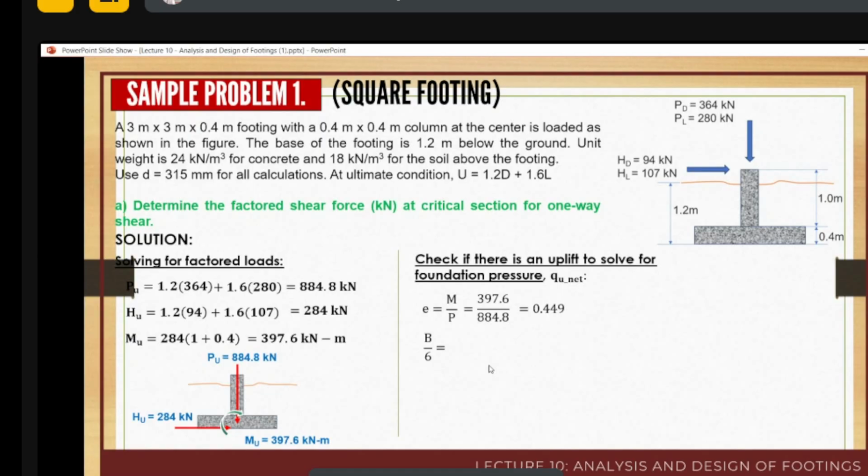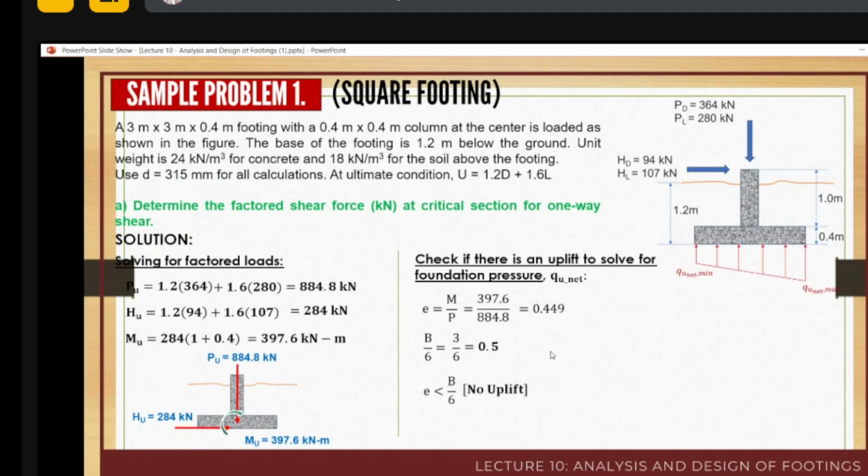So for the foundation pressure per unit, going back to the eccentricity, you have MU over PU since we have a moment. So the eccentricity is equal to the moment over the vertical loading. Therefore, there is this eccentricity, which is 0.449 meter.